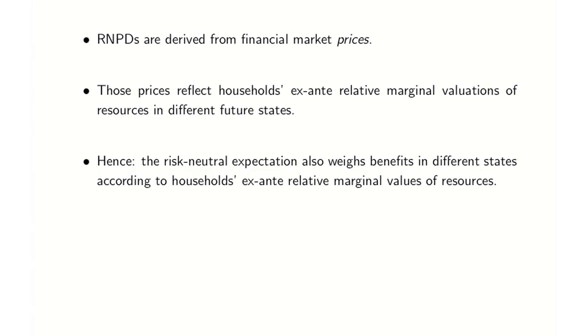And so the risk-neutral expectation also weighs benefits in different states according to those households' ex ante relative marginal values of resources. So the information in prices is information you want as a policymaker. It's not information you want to somehow strip away in order to get to something else. So that's going to be the theme, because you want the full marginal valuation, according to what the households have.